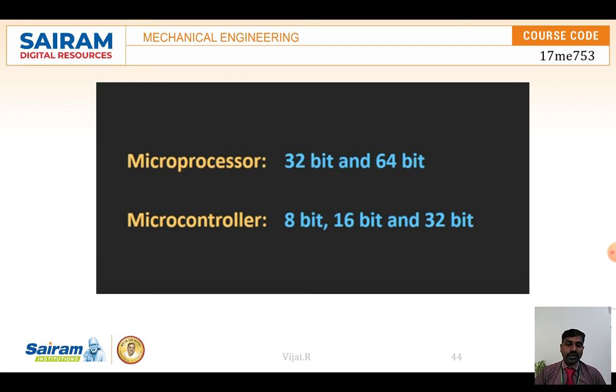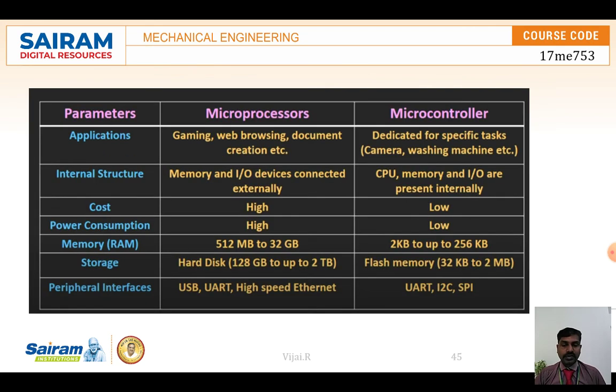Bit processors, you can see, are 32-bit and 64-bit, which is how much data can be carried at a time. We call it the bus. 32-bit and 64-bit data can be carried and processed at a time in a microprocessor, and in a microcontroller only 8-bit, or a maximum of 32 bits, is possible. So this is the main difference between the microprocessor and the microcontroller.